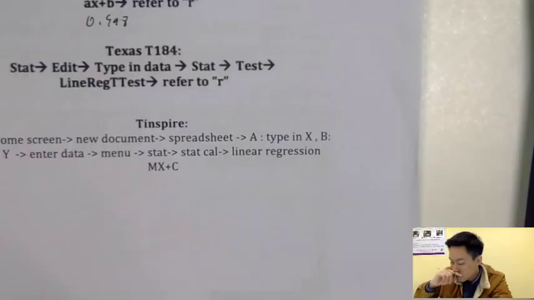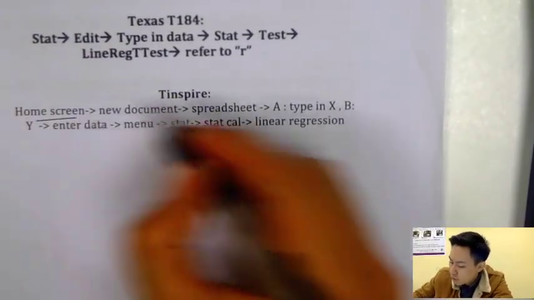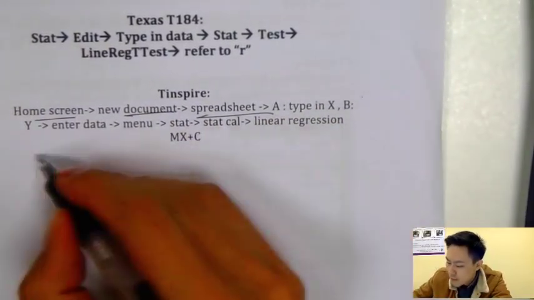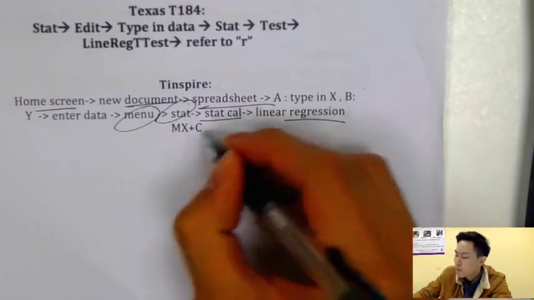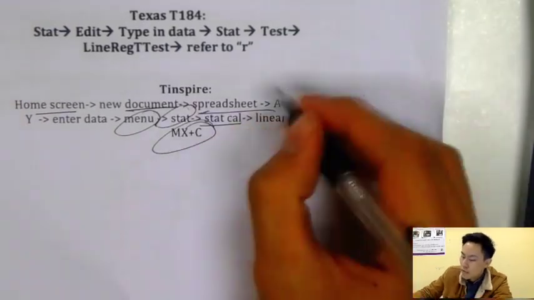But for TI-Nspire, you have to go to home screen, new document, and then spreadsheet. You type in all the data. You go menu, stat, and then stat calc, linear regression, and then mx plus c. And then you get all the answers.